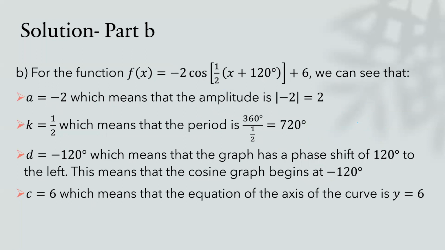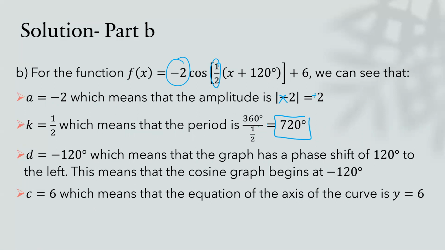This next example here, what we're doing is identifying, again, same thing, the amplitude, the period, the phase shift, and then of course the equation of the axis of the curve. So the amplitude is going to be the absolute value of -2. So again, we ignore the negative sign and we know that the amplitude is going to be +2. We know the k value is 1/2, which means that the period is going to be 360 degrees divided by 1/2, which means that it is 720 degrees. So again, when we divide by 1/2, we are simply multiplying by 2, right? That's another way of looking at it.